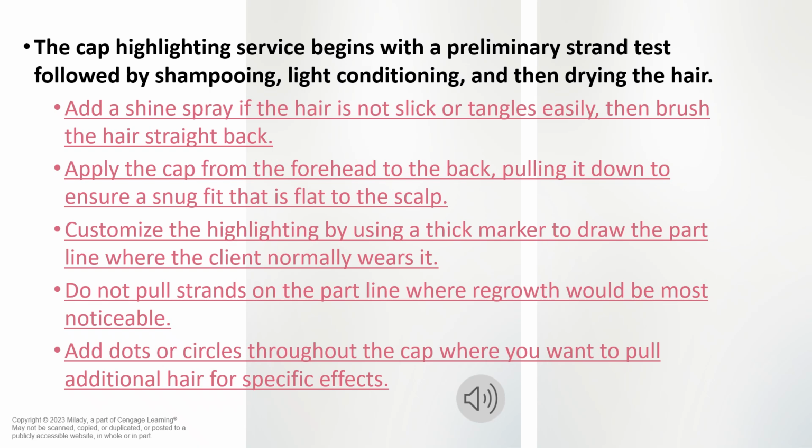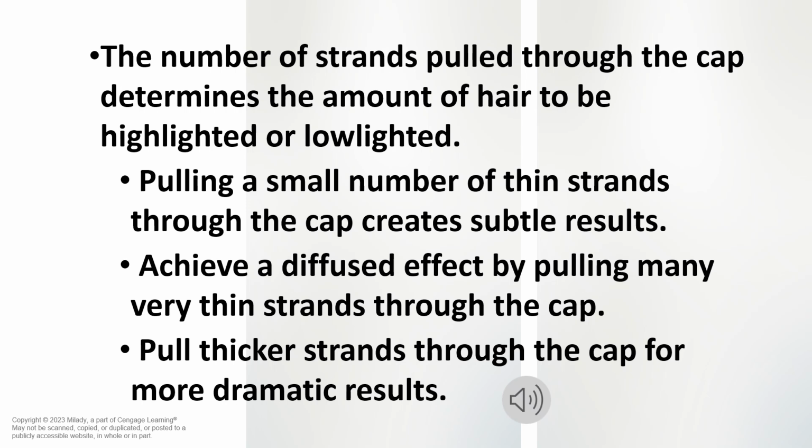Add dots or circles through the cap where you want to pull additional hair for specific effects. The number of strands pulled through the cap determines the amount of hair to be highlighted or lowlighted. Pulling a small number of thin strands through the cap creates subtle results. Achieve a diffused effect by pulling many very thin strands through the cap. Pull thicker strands through the cap for more dramatic results.